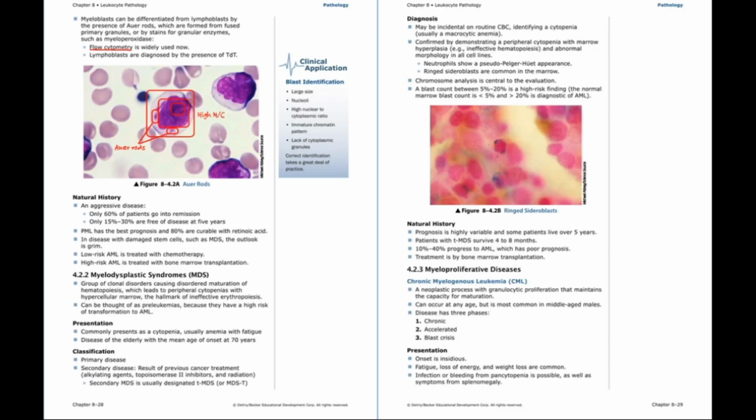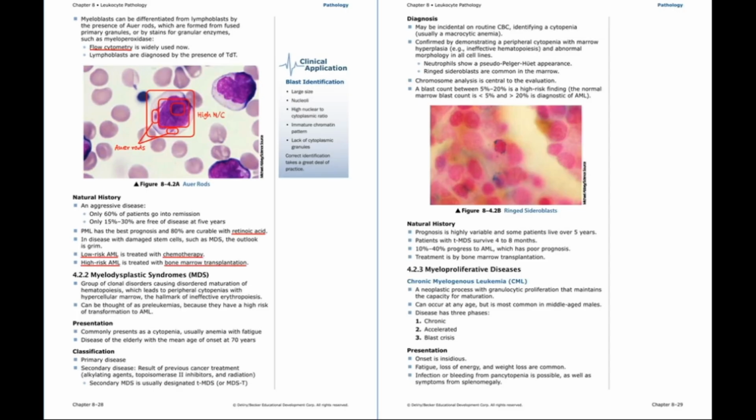Acute myelogenous leukemia is a really aggressive disease. Only about 60% of treated patients will go into remission, and only 15 to 30% are free of disease at 5 years. Promyelocytic leukemia has the best prognosis, with an 80% cure rate with pharmacologic doses of retinoic acid. Any disease that arises with acute leukemia from damaged stem cells, such as myelodysplastic syndromes, has a really grim prognosis. Low-risk AML is treated with chemotherapy, but high-risk AML has to be treated with bone marrow transplantation.